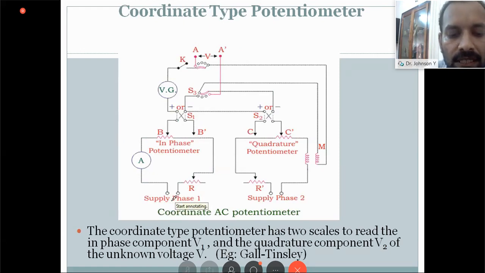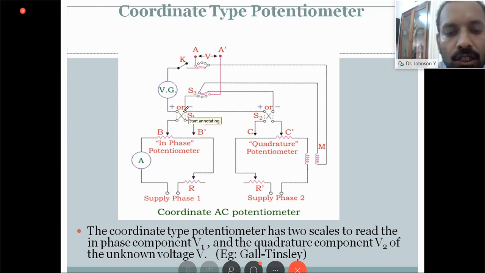So we give phase supply 1 and phase supply 2 here. Both are at 90 degrees with each other, by setting the resistance and capacitance values in such a way that both have a 90-degree phase difference. Supply phase 1 and supply phase 2. And first we use this in the in-phase potentiometer.